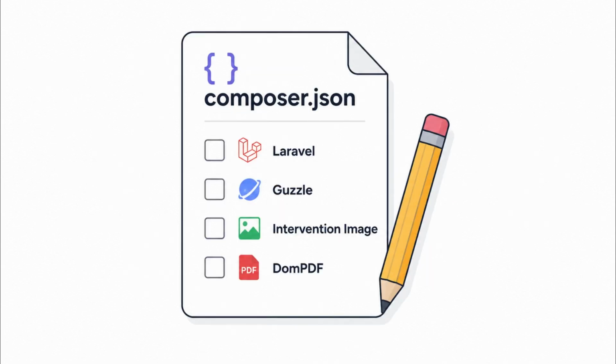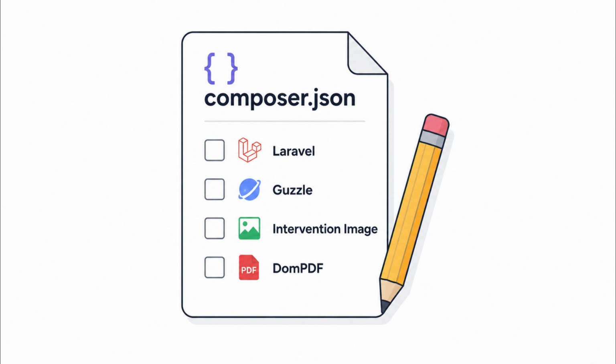Remember the list you handed to the librarian? That list is called composer.json. It's where you write down every package your project needs. You control this file completely. Add a package, remove one, it's all recorded here.